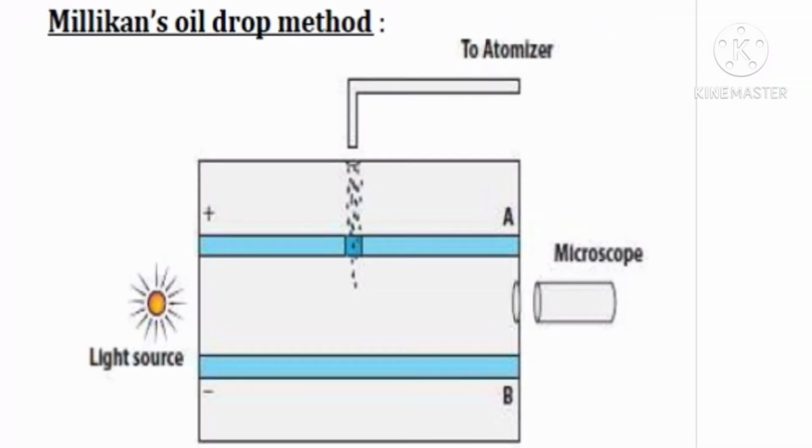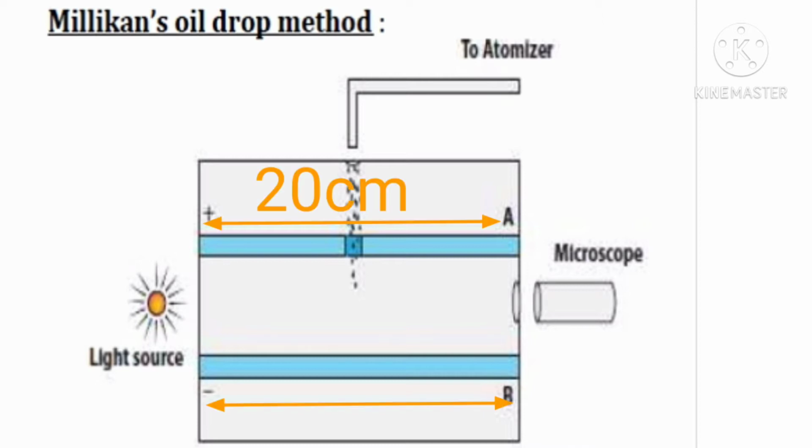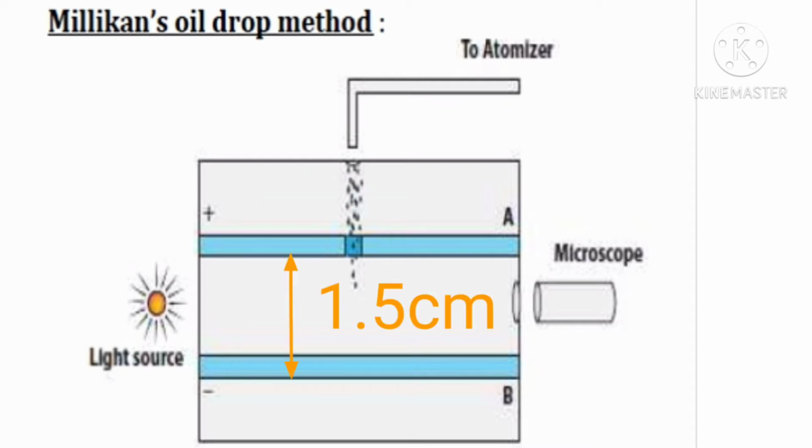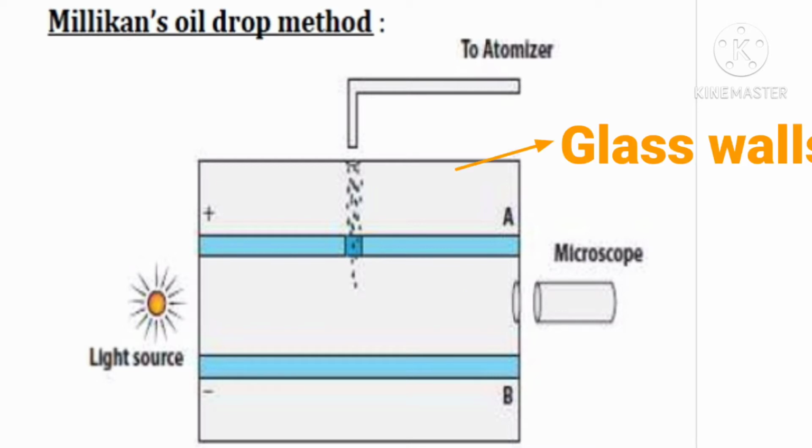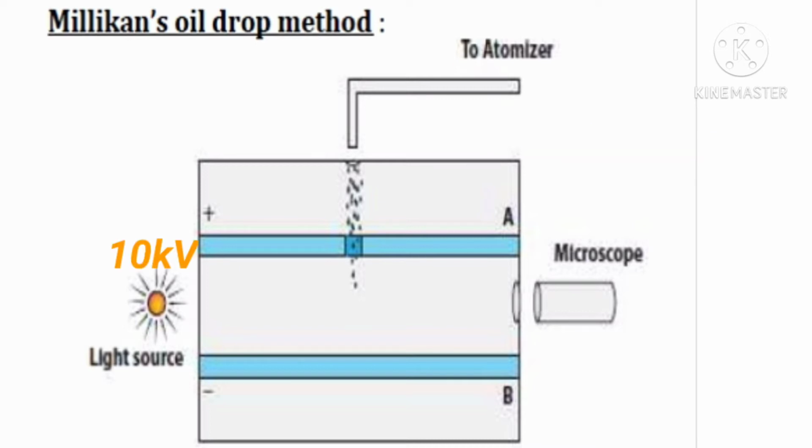Next is the experimental setup of Millikan's oil drop experiment. It consists of two horizontal circular metal plates A and B, each with a diameter of around 20 cm and separated by a small distance of 1.5 cm. These two parallel plates are enclosed in a chamber with glass walls. A high potential difference of around 10 kV is applied across the metal plates such that the electric field acts vertically downward.